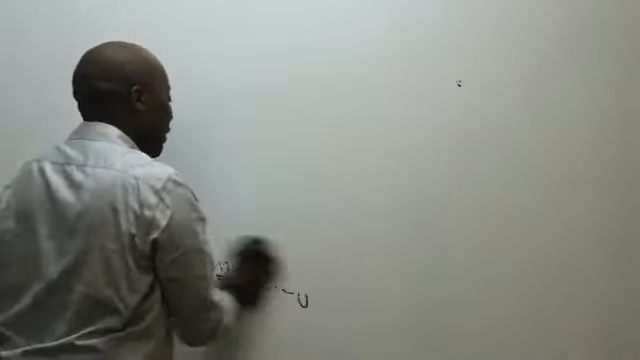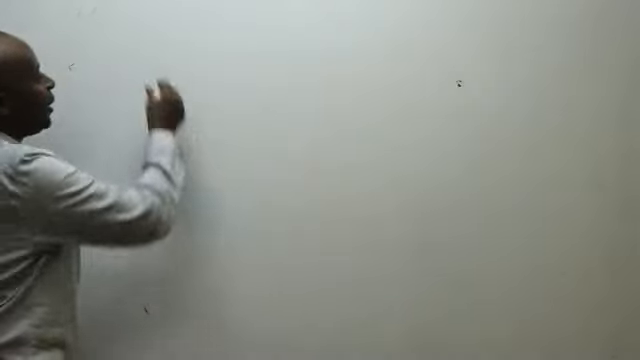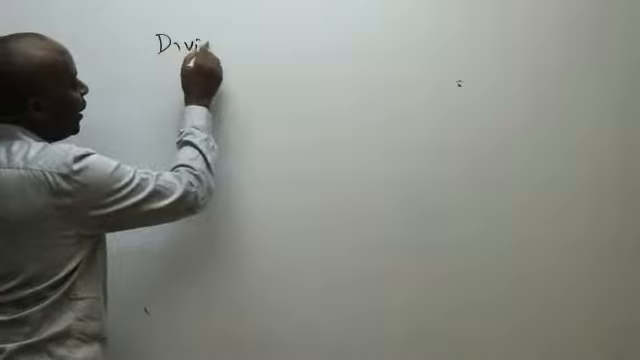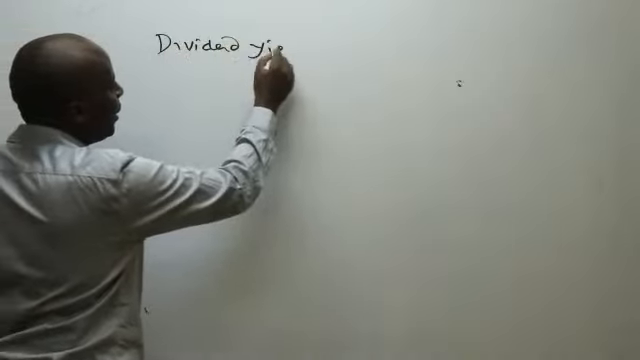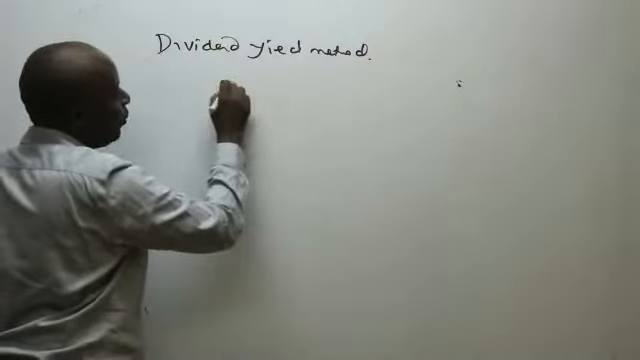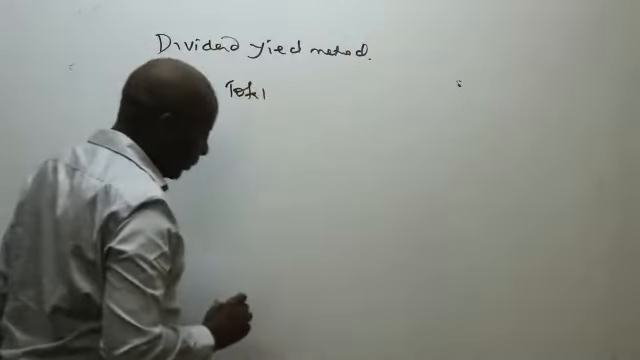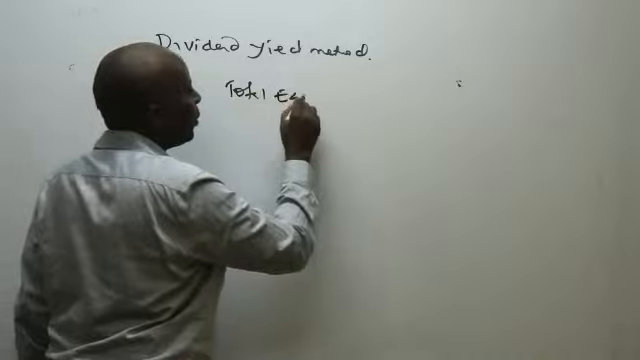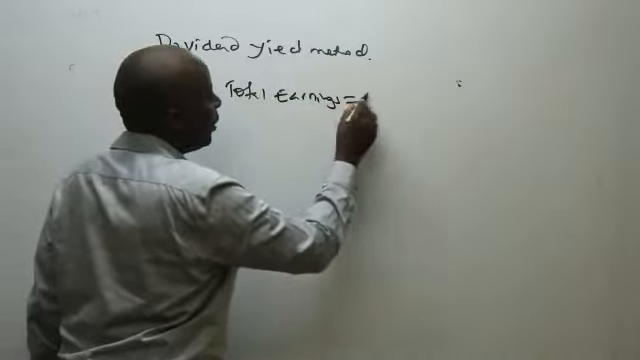On the same breath, you will realize that some examiners will give you dividend yield. So we have here the dividend yield method. What they will do, they'll come and give you total earnings. Total earnings is 10 million.